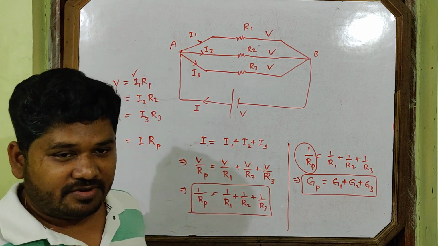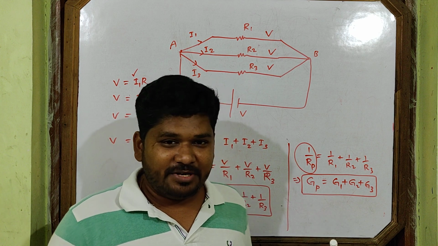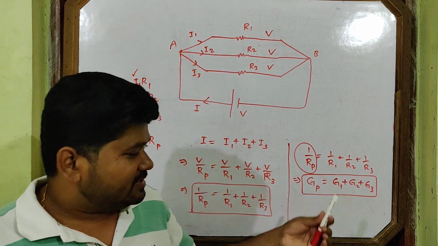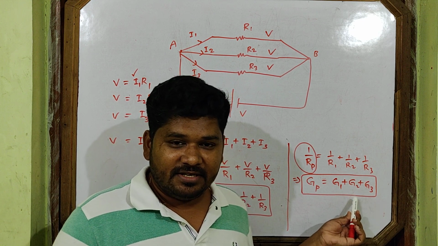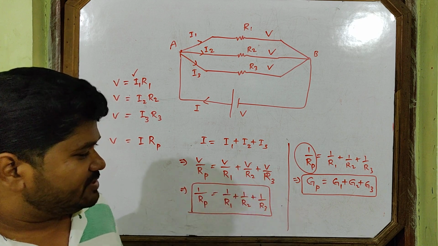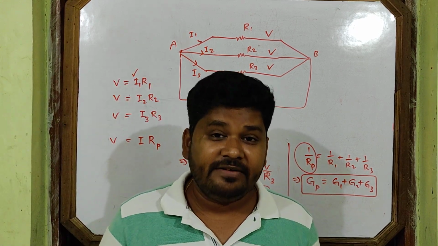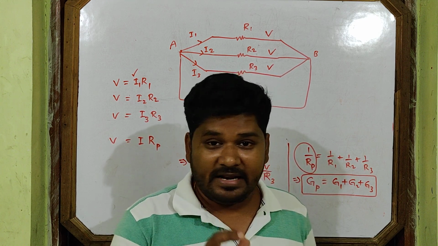Okay, what is the resistance formula in series combination? That is just like the same formula for effective conductance in parallel combination. So just the reverse. So this is the effective resistance and effective conductance formula in both the series combination and parallel combination.